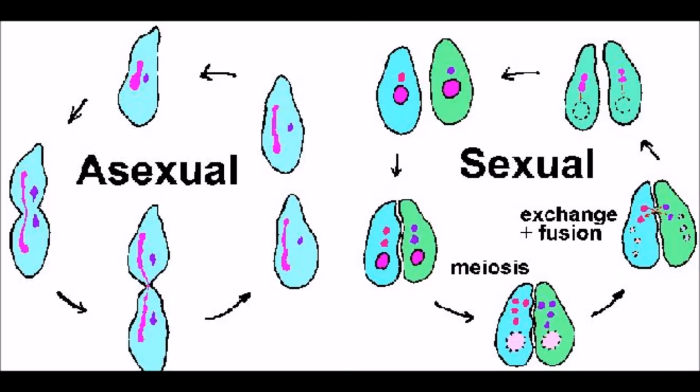In sexual reproduction, there are two parents, a male and a female. During asexual reproduction, there are no gametes, whereas in sexual reproduction, the fusion of two gametes takes place. The offspring are identical to the parent and to each other in asexual reproduction, but in sexual reproduction, the offspring are different from the parents and from each other.